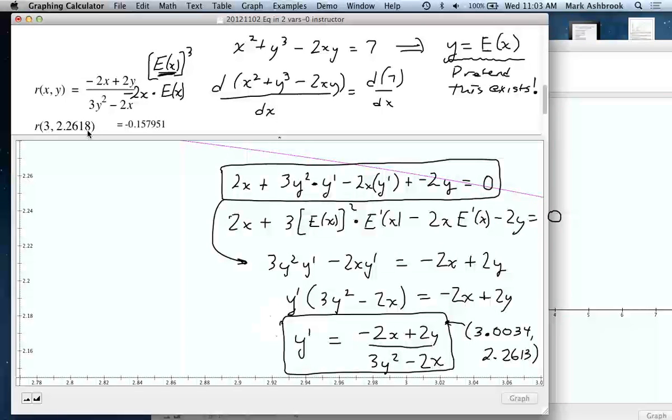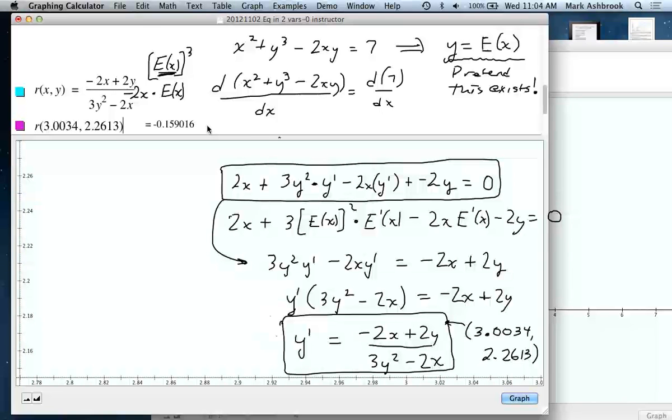And it looks like I did this last semester. 3.0034 and 2.2613. So I set up the rate of change function here that we just found, 3y squared minus 2x over negative 2x plus 2y, and then I plugged in that point that we looked at, 3.0034, 2.2613. Everything was estimations, right? But look what we got, negative 0.16. So why isn't it exactly what we had before?